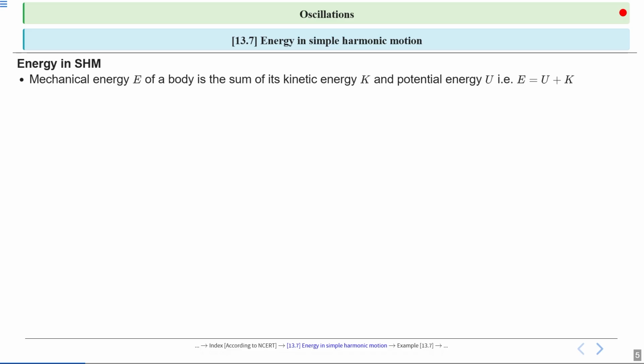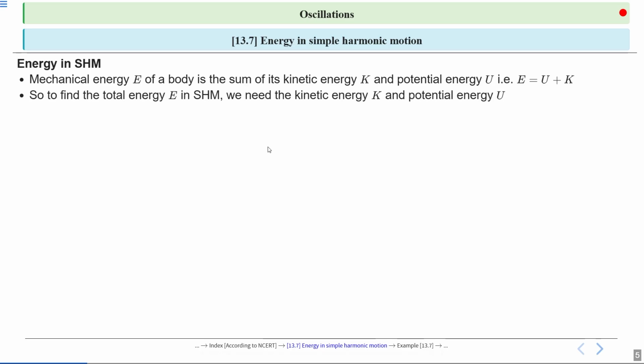Kinetic energy is the energy of motion and potential energy is stored energy due to position. Both are measured in joules. To find the total energy in simple harmonic motion, we need to calculate both the kinetic energy and the potential energy at any point in time. This means we will look at how fast the object is moving and how far it is from its equilibrium position.